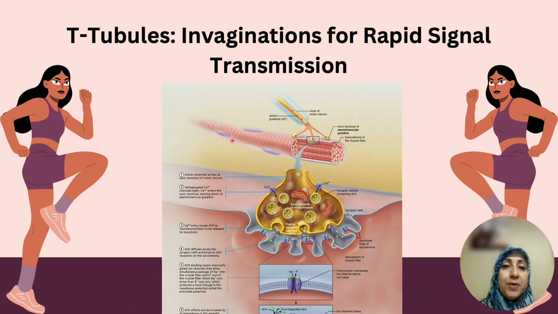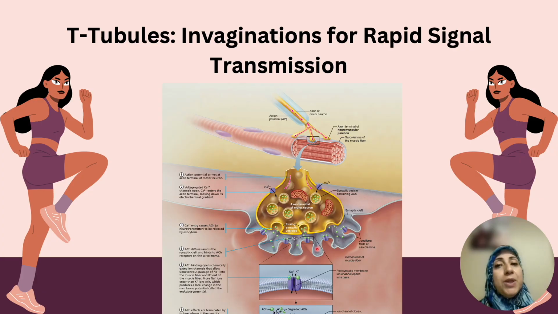T-tubules conduct electrical impulses from the surface of the muscle fiber deep into the cell. This ensures the signal to contract reaches all parts of the muscle fiber simultaneously.